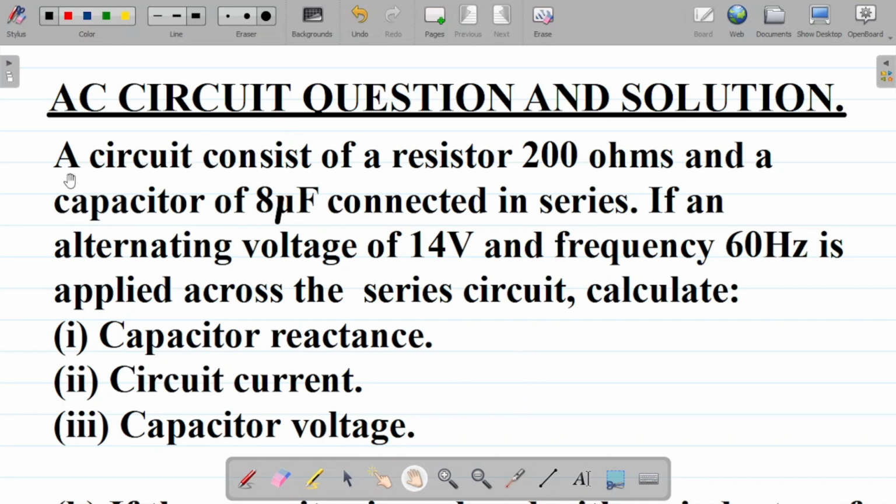This question says a circuit consists of a resistor of 200 ohms and a capacitor of 8 microfarad connected in series. If an alternating voltage of 14 volts and a frequency of 60 Hz is applied across the series circuit, calculate I, the capacitor reactance, II, the circuit current, III, the capacitor voltage.